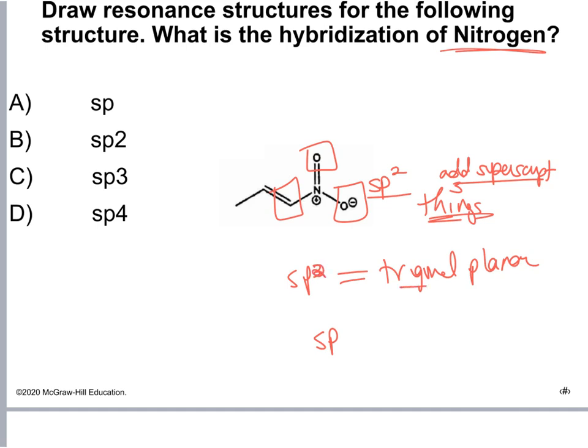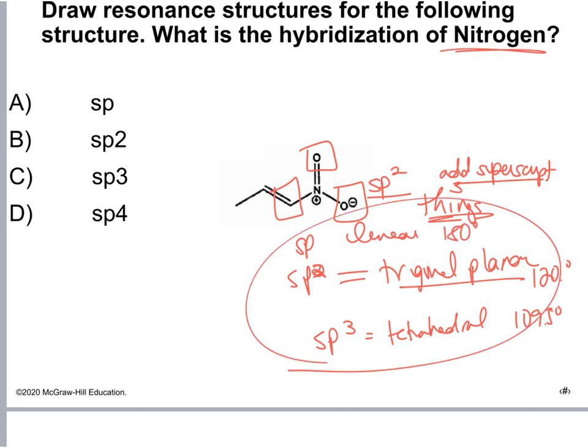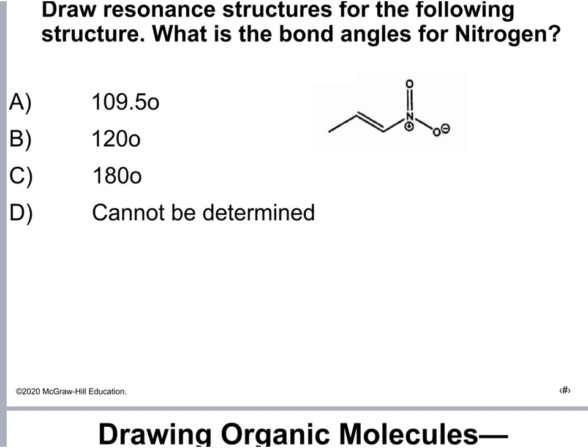sp2 is trigonal planar. sp3 is tetrahedral. You can just memorize that. That's 109.5. Trigonal planar is 120 degrees. And then sp is linear. The nice thing is these are the only ones you really need. Okay, and then what are the bond angles for an sp2? You have to memorize that. It's going to be 120.